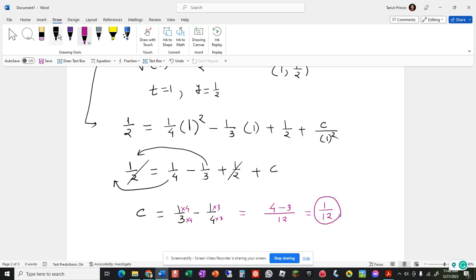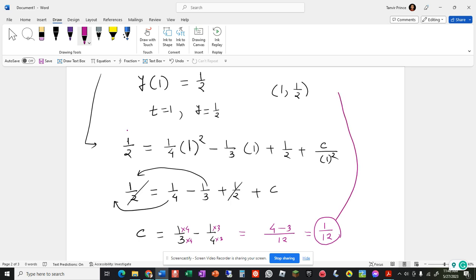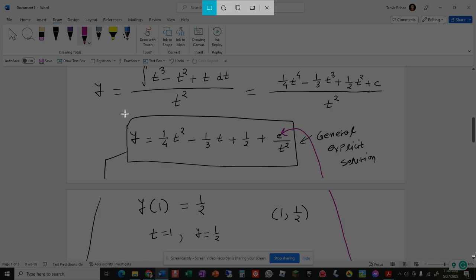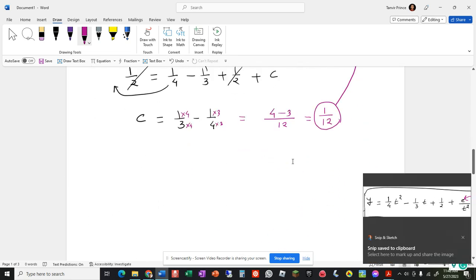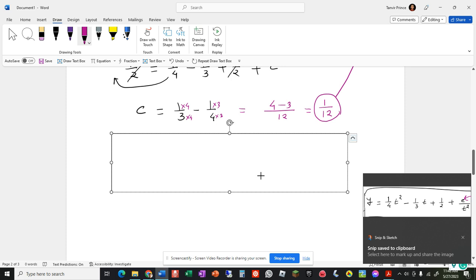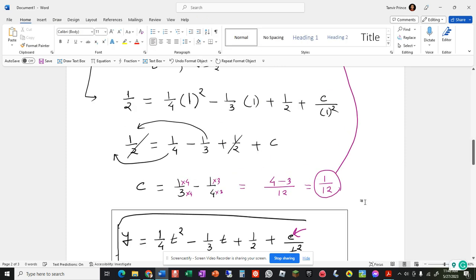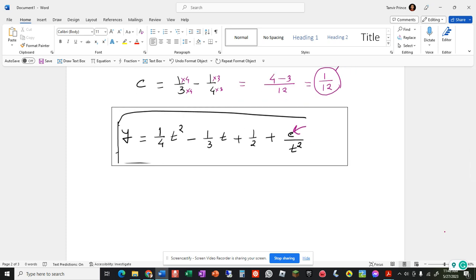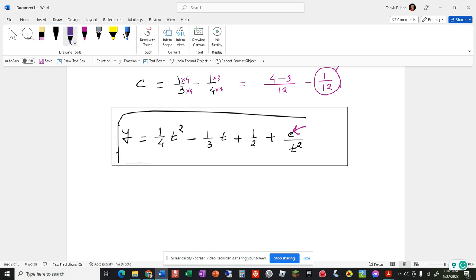Then we're going to replace my c by 1 over 12. So here I need to replace my c by 1 over 12, and that will be my specific solution. So I'll copy everything except I'm going to replace c by 1 over 12. Let me actually copy this down so you can clearly see here. So my specific solution, after we solve the initial condition, the specific solution.